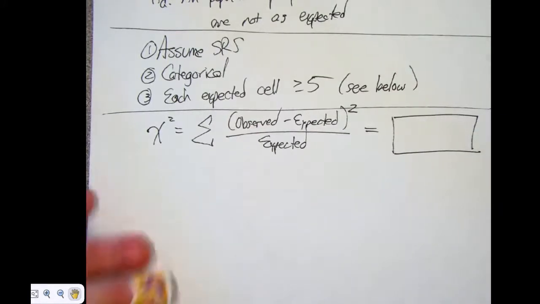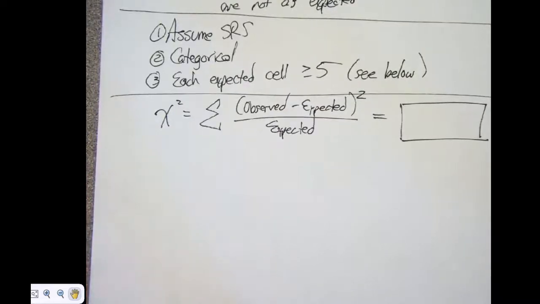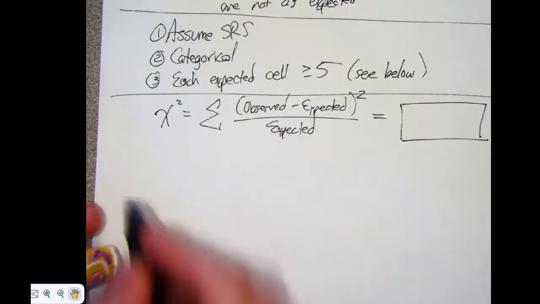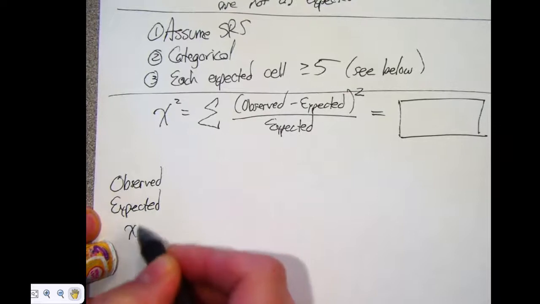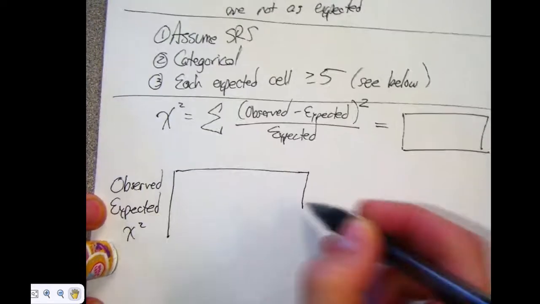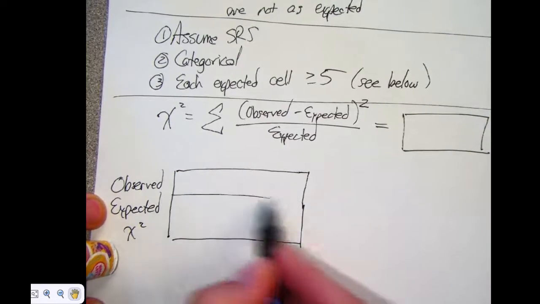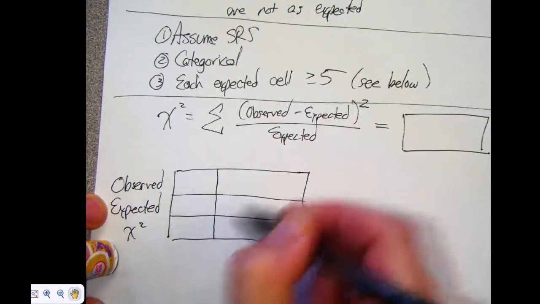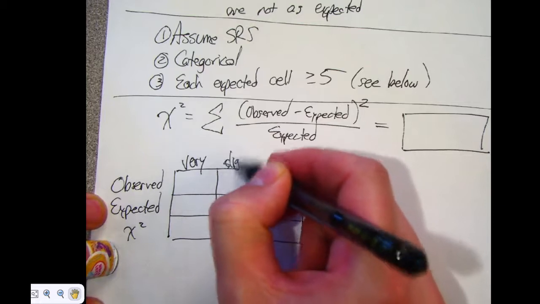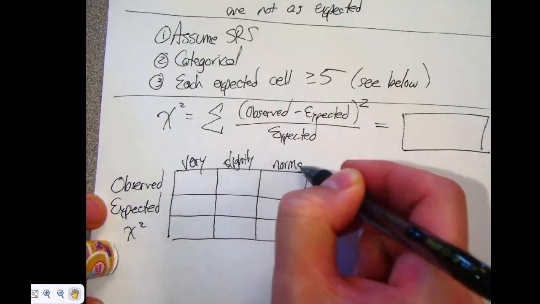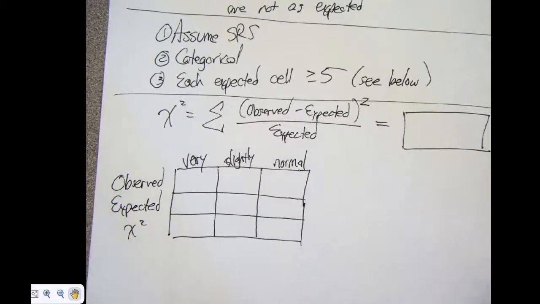Caleb, what next? Grab my cup out. You make the box. Make that table, so I'm going to go observed, expected, and then chi-squared. Mr. Hill, what am I putting across the top here? Well, you could do very curly, slightly curly, normal. I mean, I guess it is 1, 2, 3, but you have to label what the 1, 2, 3 are. If you make the box, put 1, 2, 3, and then off the sides, like one equals very curly.